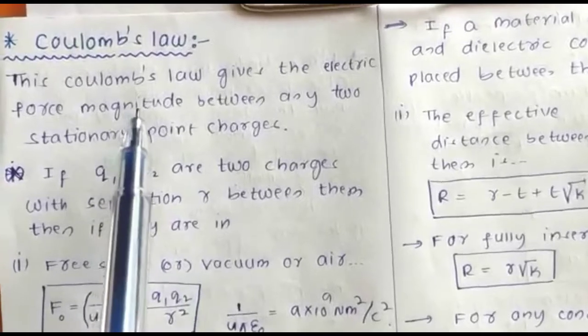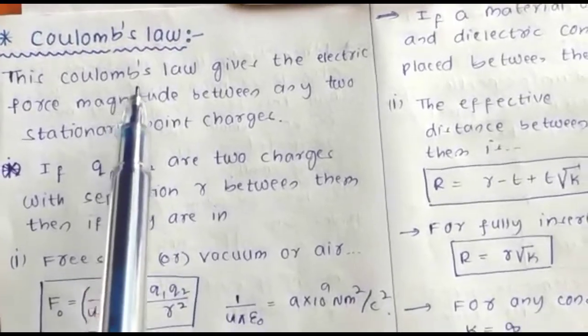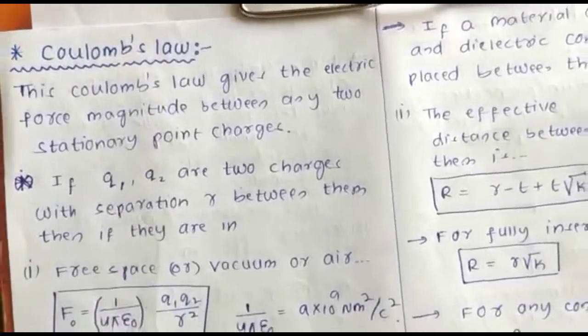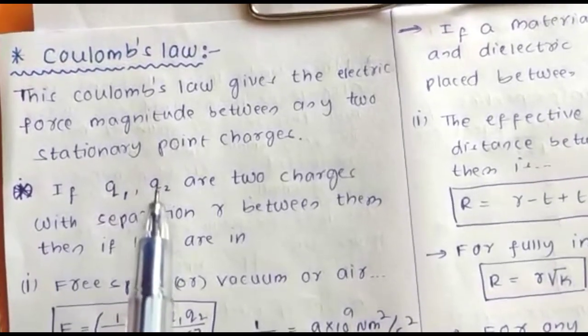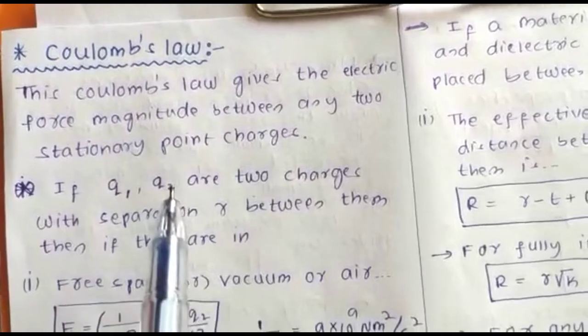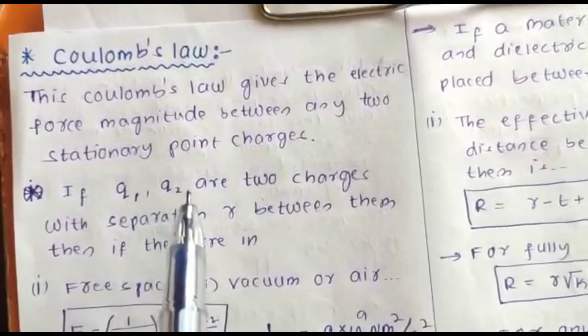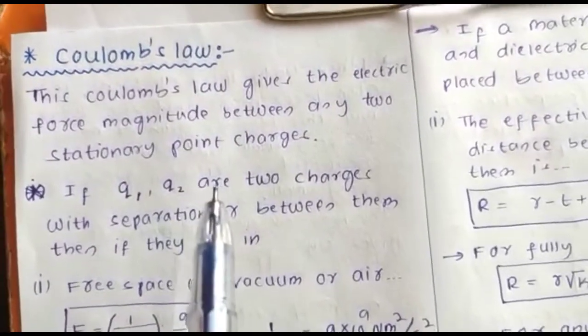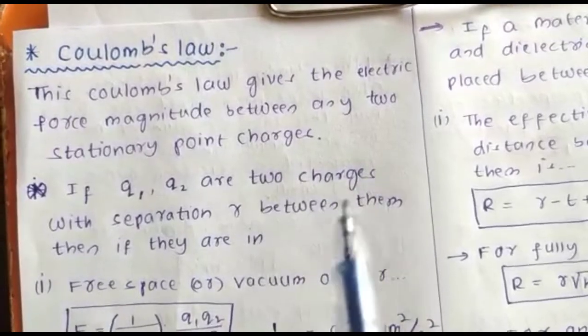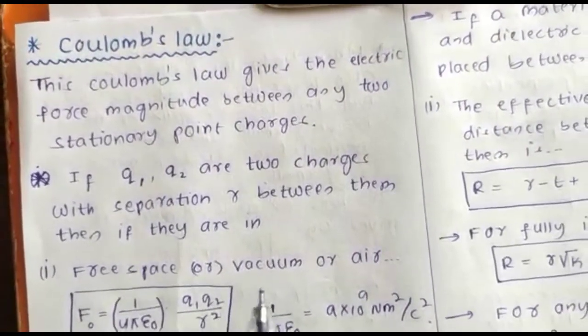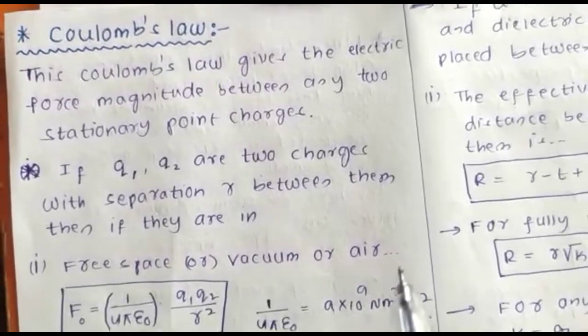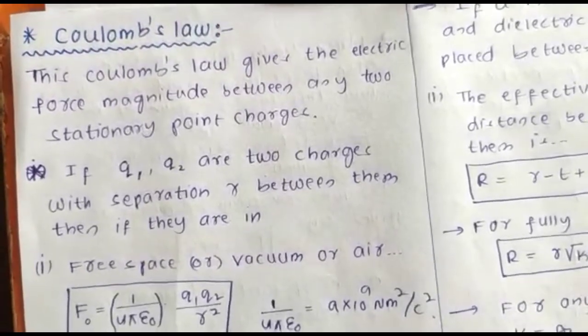Now let us discuss the most important topic of this lesson, Coulomb's law. In the first year in the gravitation lesson, we saw the universal law of gravitation given by Newton, in which the gravitation force between any two masses can be calculated. In a similar way, Coulomb's law is used to find the magnitude of electric force between any two point and stationary charges.